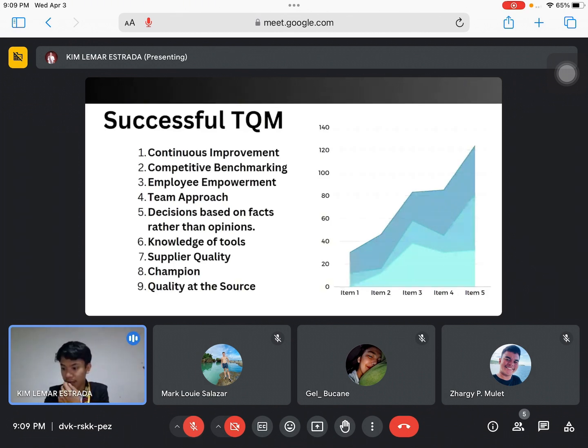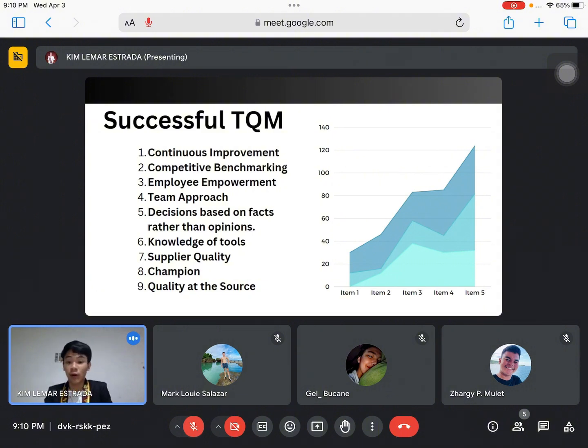Ninth is quality at the source. It refers to a philosophy of making each worker responsible for the quality of his or her work. The idea is to do it right the first time. Workers are expected to provide goods and services that meet satisfaction and find and correct mistakes that occur.